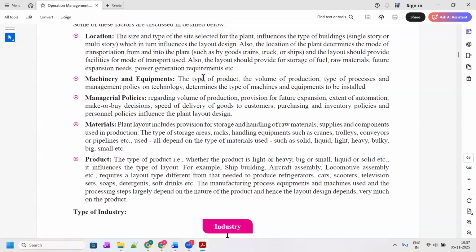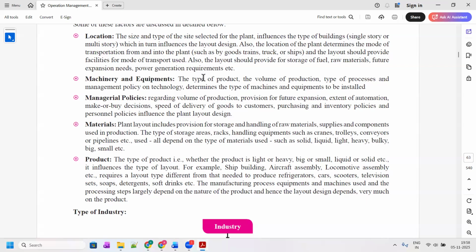single story or multi-story. The location of the plant decides how the material will be brought in by road, rail, or ship, where the layout should also provide space for raw material and fuel storage, future expansion opportunities, power generation needs. For example, if we talk about a steel plant, they need a large single story space near the transportation route, while software offices can be built in a multi-story building.